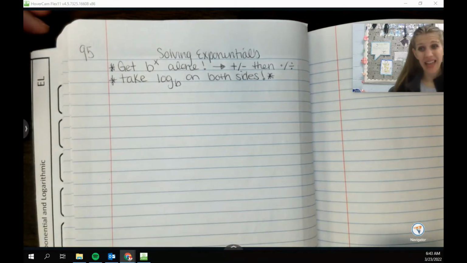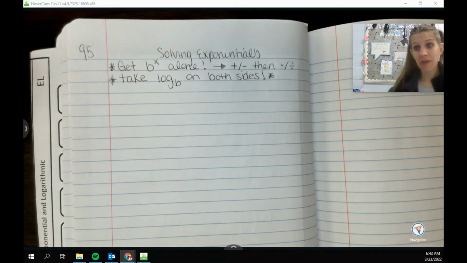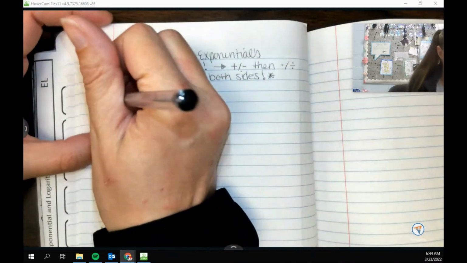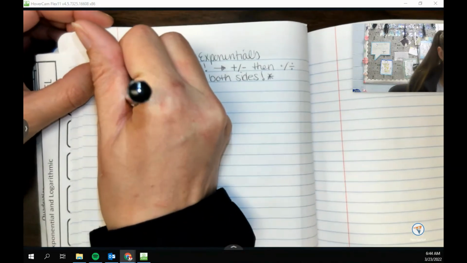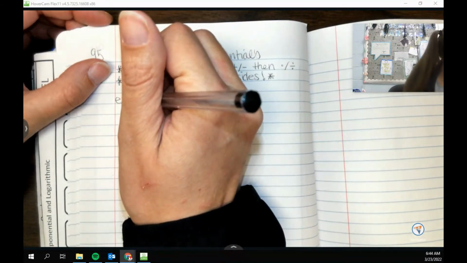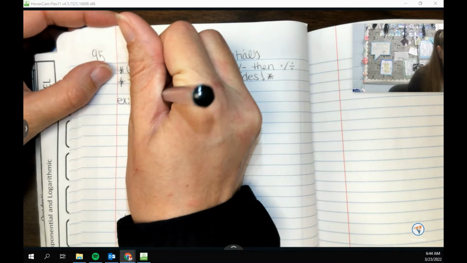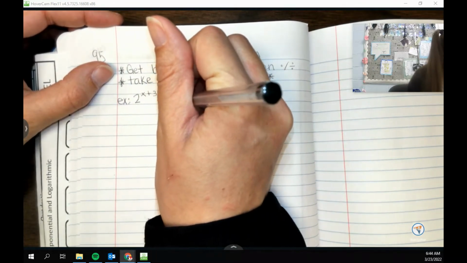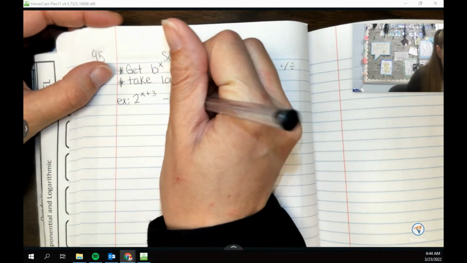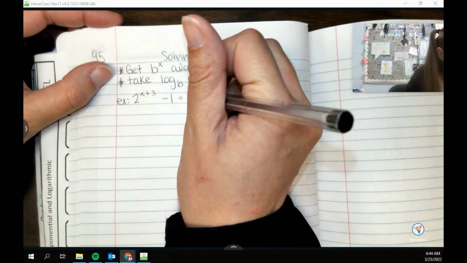That's basically it. After that, you might have to finish up a few things, like clean a few things up to totally simplify, but that's kind of it. So we're just going to do a whole bunch of examples here. So let's say we had 2 to the x plus 3 minus 1 equals 7.